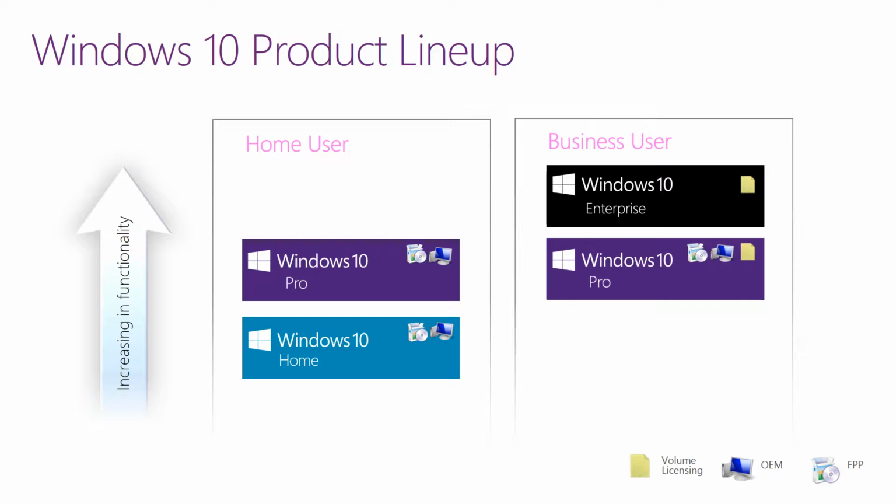And the little pictures show how the different editions can be acquired. So for the home user, you can see that either edition can be purchased as a full package product or pre-installed on a new PC. Whereas looking at the business column, we see that Windows 10 Pro can also be purchased through a volume licensing program, and in fact this is the only way that the Enterprise edition may be bought.